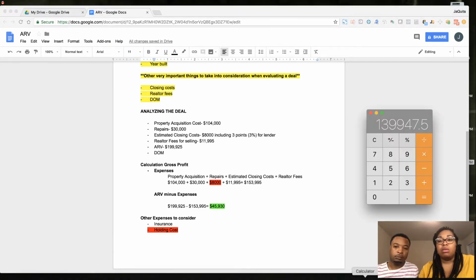We would be looking at about $1,400 a month. So let's just say 2 months, we're looking at about $2,800 subtracted from this $45,000. And that's why we said gross profit, because you still got to add in things like that.